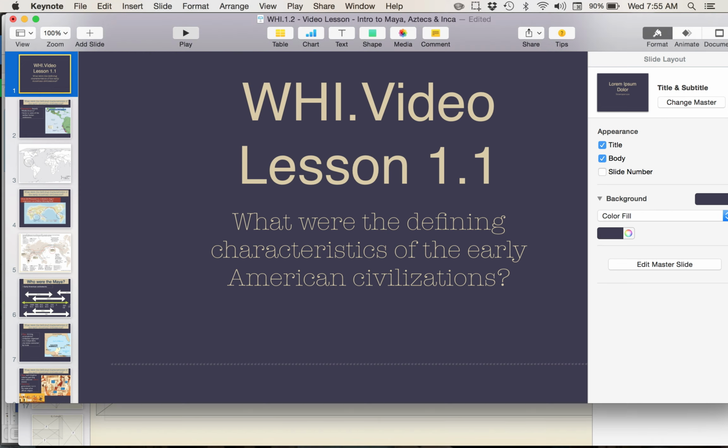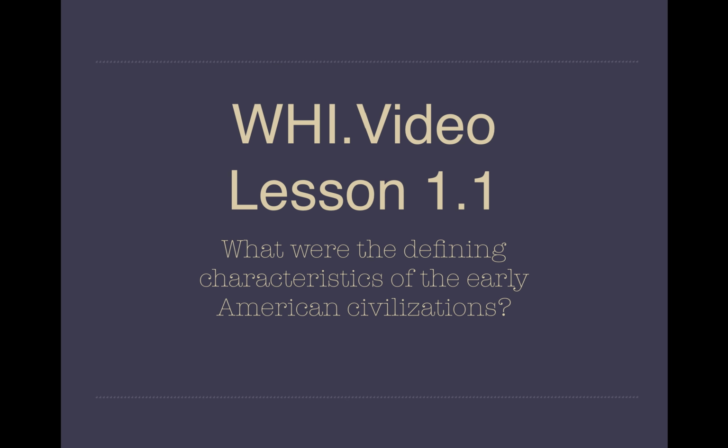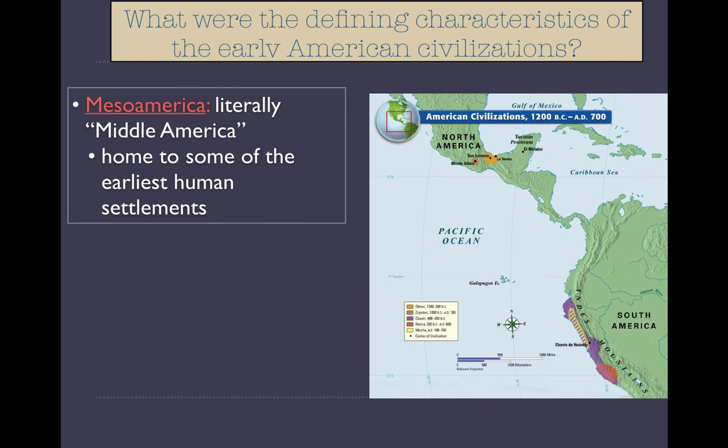Welcome to your first flipped video and video lesson for World History 1. Please go ahead and label this at the top of your Cornell Notes with the essential question you see here, which is, what were the defining characteristics of the early American civilizations?